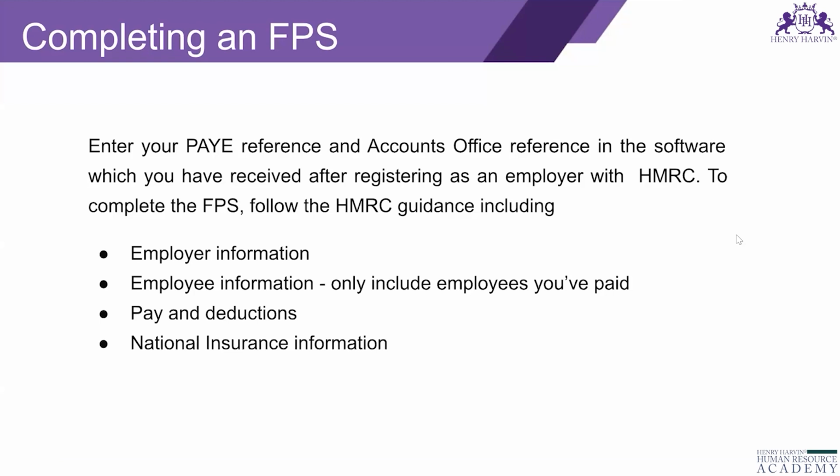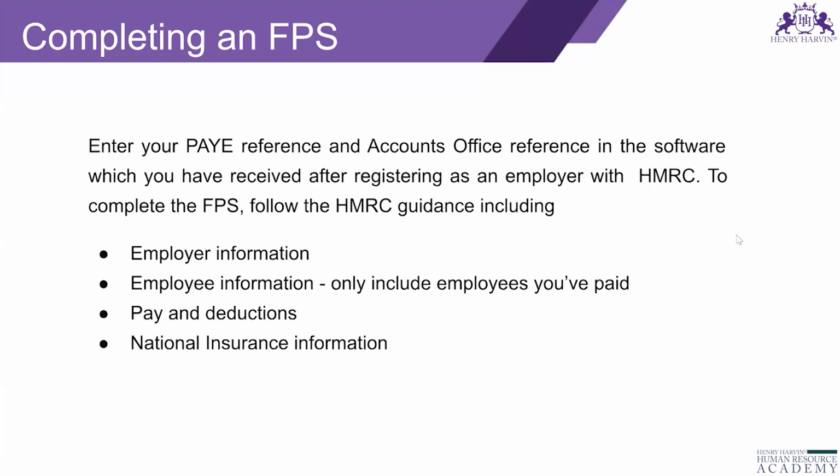Okay, so whenever an FPS is submitted, there will be a pay reference and accounts office reference mentioned in the FPS. To complete the FPS, follow the HMRC guidance, including employer information. For employee information, only include employees you have paid. So employer information, like we have seen, is the pay reference and accounts office reference. Then employee information, everything we have is about the employee only. So there will be more details around the employee.